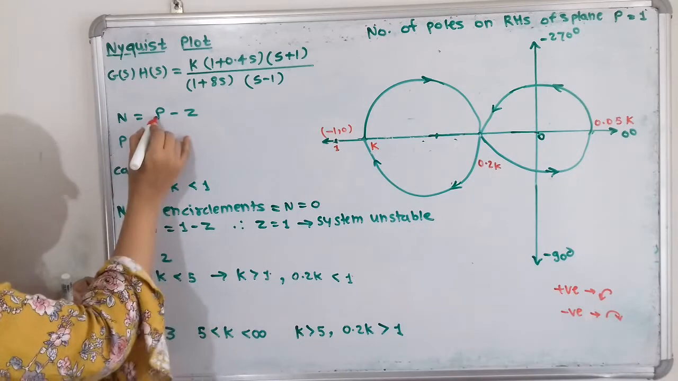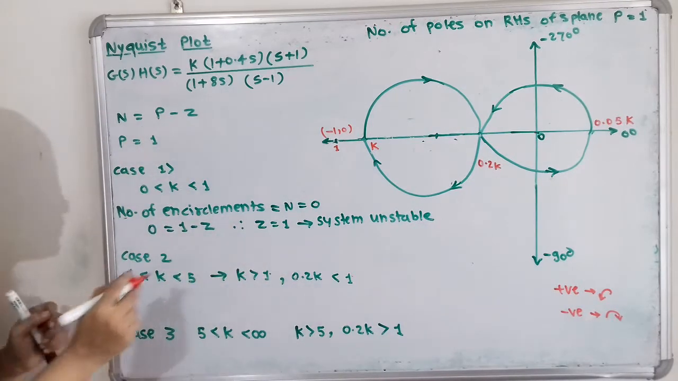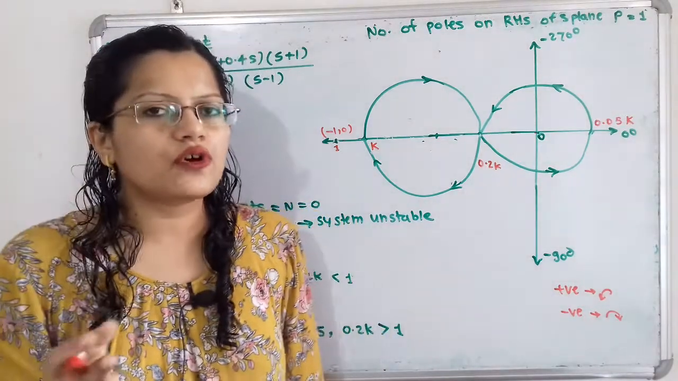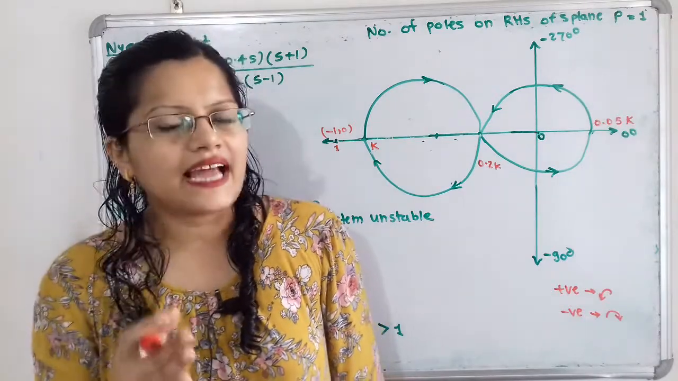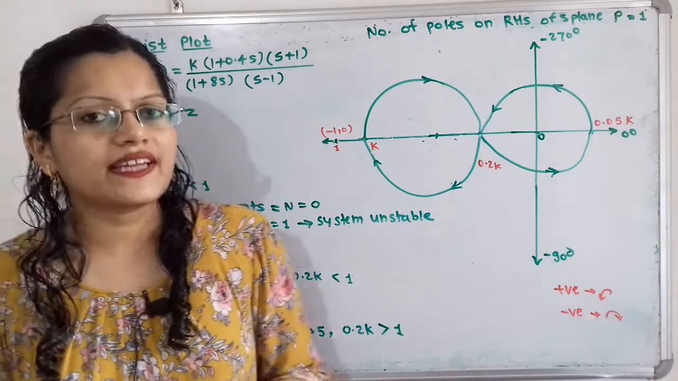Now we will put this value of N and value of P in this formula. So 0 is equal to 1 minus Z. So what is the value of Z? Z is equal to 1. So when Z is equal to 1, that means the number of closed loop poles on the right hand side is equal to 1. And that's why system is unstable. Now we will move for the next range.